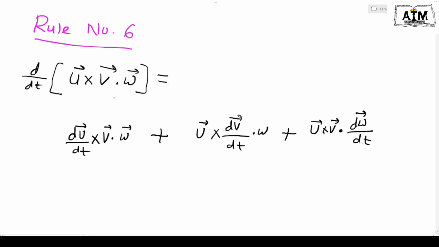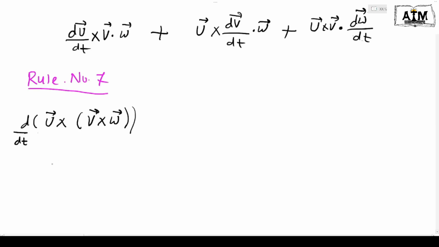Now derivative of u cross v dot w equals du by dt cross v dot w plus u cross dv by dt dot w, plus u cross v dot dw by dt.